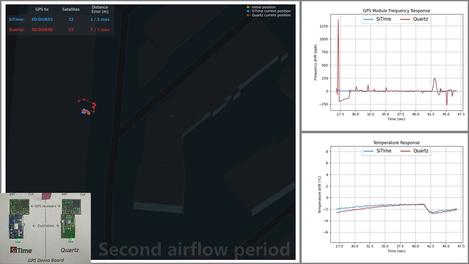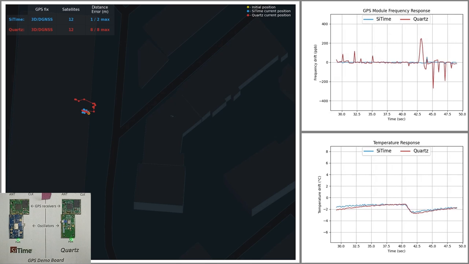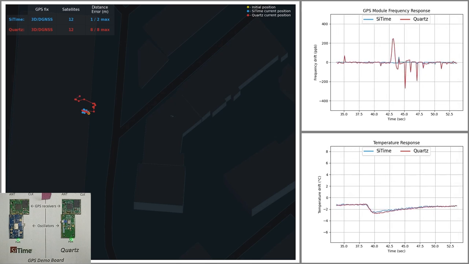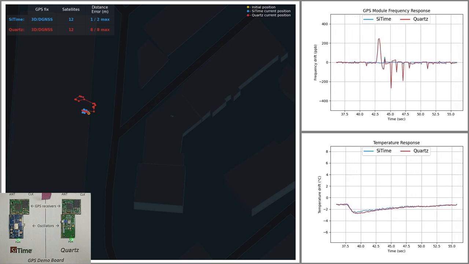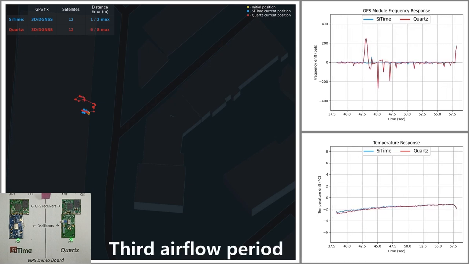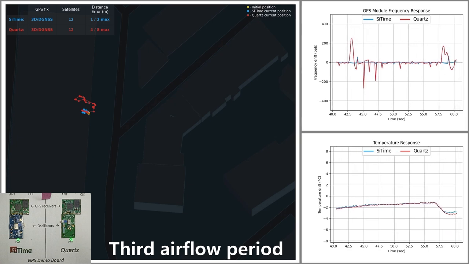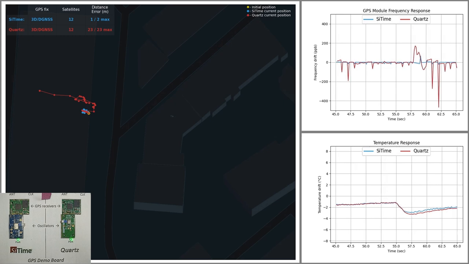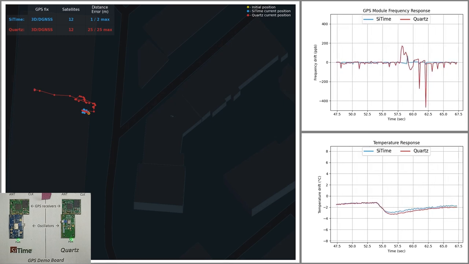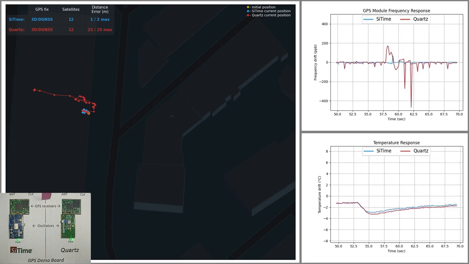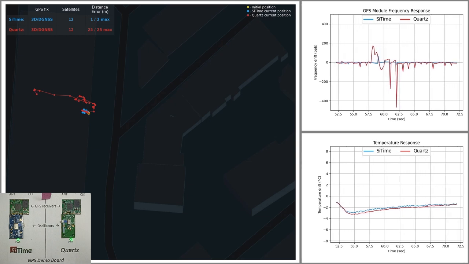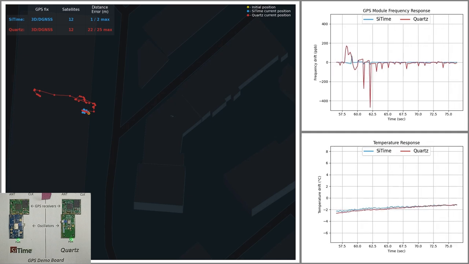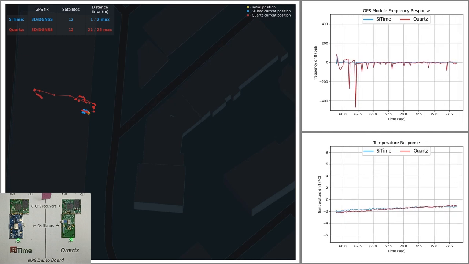The GPS receiver clocked by a SiTime TCXO, in comparison to the receiver clocked by quartz, does not show the position drifting, and its frequency response does not contain the significant jumps. Now we add a third period of airflow. As can be seen from the plots, small temperature changes due to rapid airflow cause a significant frequency jump of quartz TCXO, and the GPS receiver is not able to correct that amount of frequency drift. In a real application, we see it as the positioning error of 25 meters from initial point.